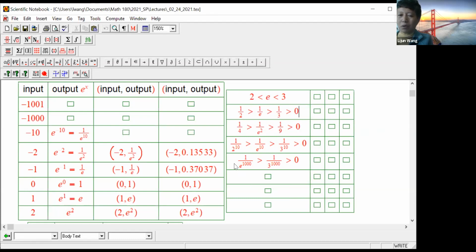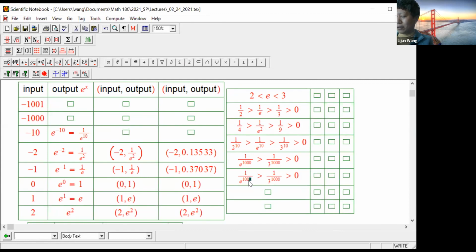On the other side, we don't really need it, but you can do it if you want. How about negative 1,001? Did you get it? So this number, you just copy, paste, and change this to 1001. Is it still positive? Yep.